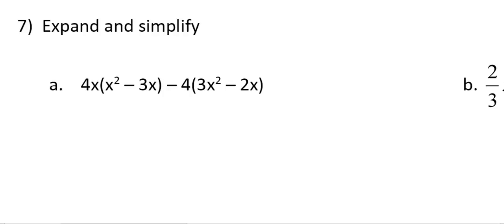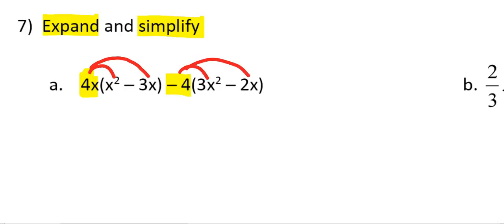Alright, so the next few questions I need to expand, and then I need to simplify. So basically, when you want to expand something, you want to distribute your outside terms, this 4x, and you want to rainbow that into everything in the bracket. That's called expanding. And over here I have a -4, and I need to rainbow that into everything as well. Okay, so moving back to this expression right here, 4x being rainbowed into that bracket, that's going to give me 4x to the power of 3 minus 12x squared.